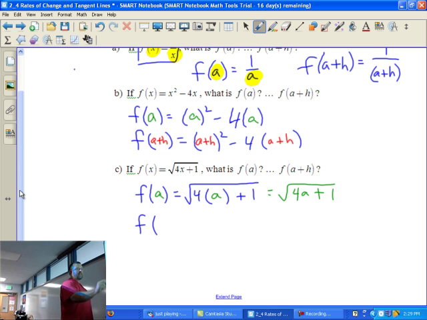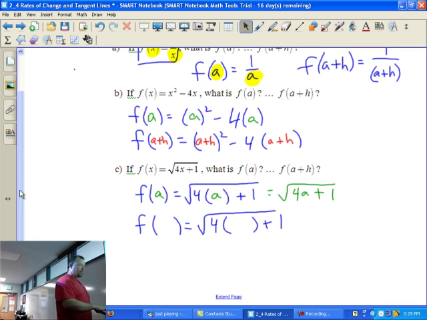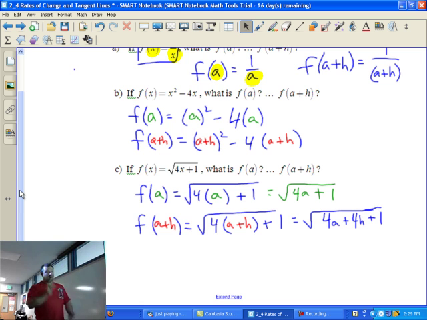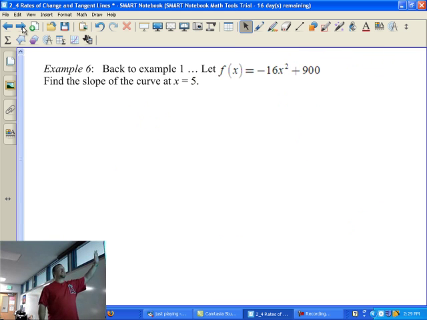If you're going to plug in a plus h, again, you have f of x equals the square root of 4x plus 1. And if you're plugging in a plus h, you're going to get 4 times (a plus h) plus 1. Make sure that you distribute the 4 this time. And if you were to simplify this just to make it look like the one above it, it would actually end up being 4a plus 4h plus 1, all inside the square root. All right, now that you've got that down, how does this work?